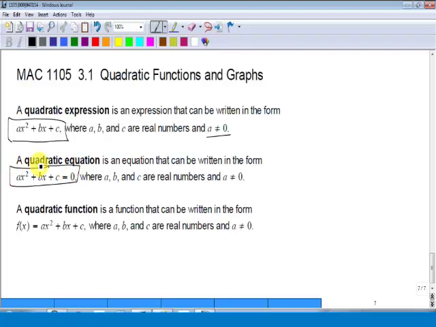But there'll be an equal sign, and there'll also be an x squared term. If we define a function by saying f of x equals a quadratic expression, ax squared plus bx plus c, we have ourselves a quadratic function. Again, a is not allowed to be 0, so there must be an x squared term. May or may not be an x term, may or may not be a constant term, but that will define a quadratic function.